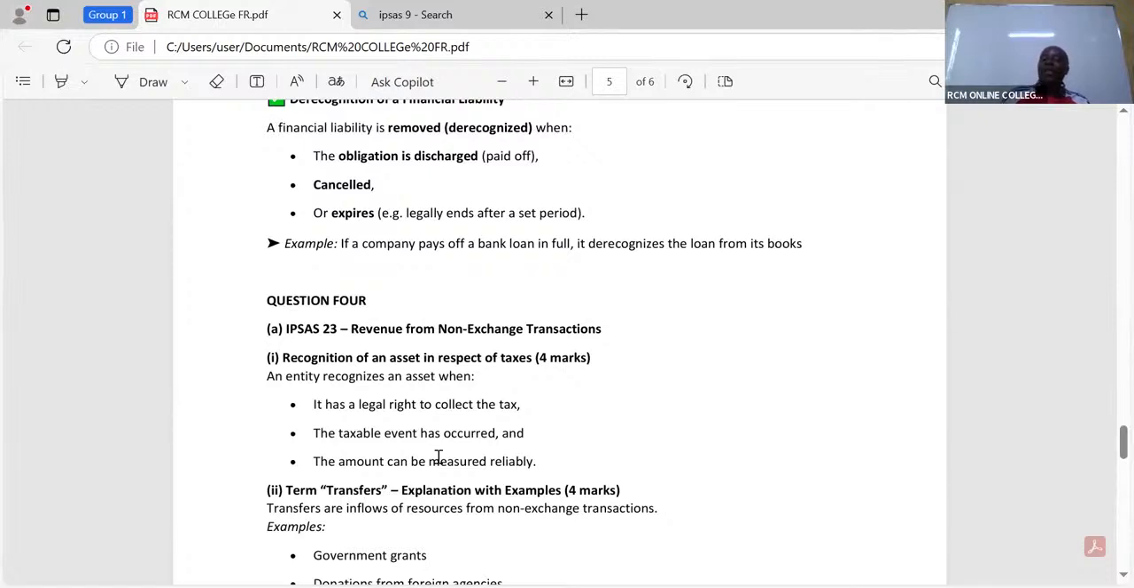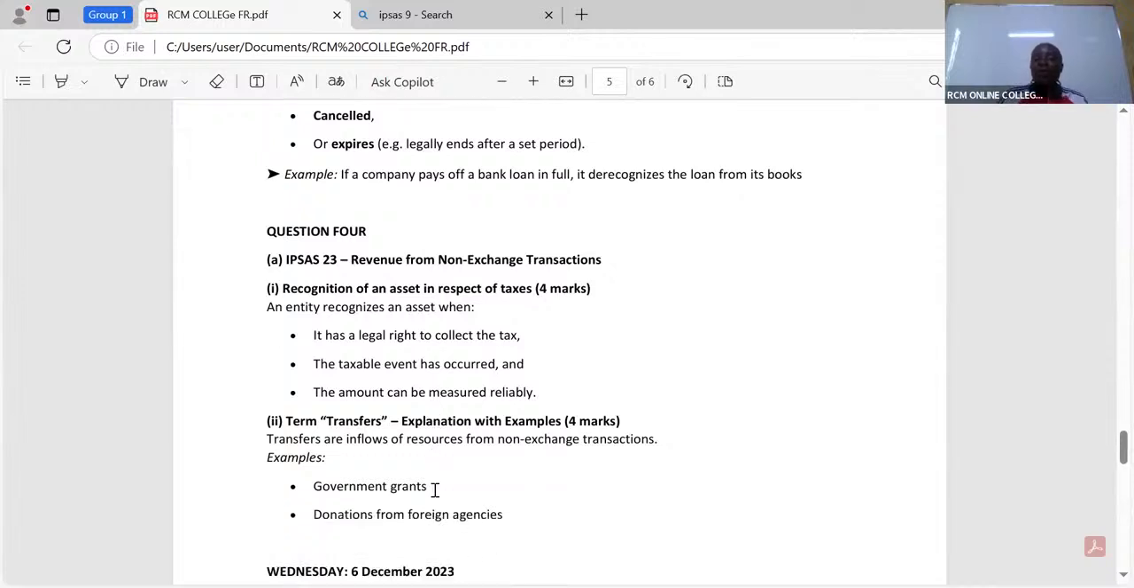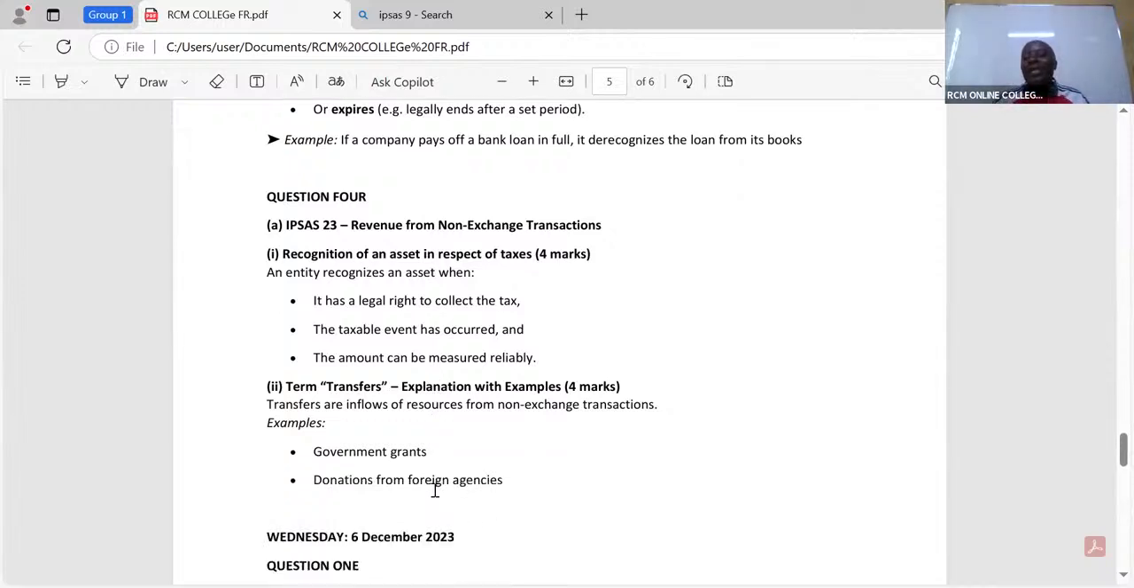Then the term transfers, these are very easy. These are the donations now. The term transfers, explanation with the examples: transfers are inflows of resources from non-exchange transactions. Example, we have government grants. The government simply gives you money. Donations from foreign agencies, etc.